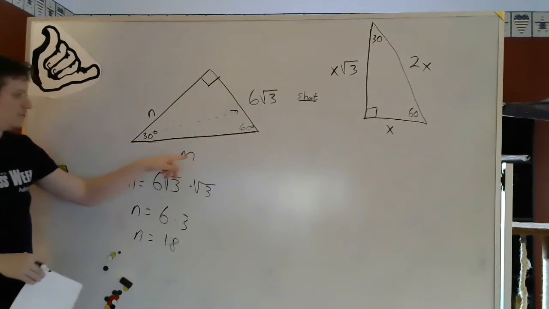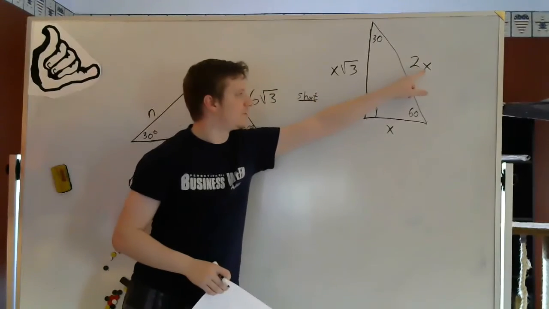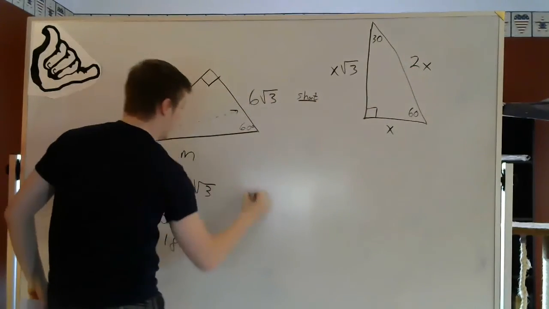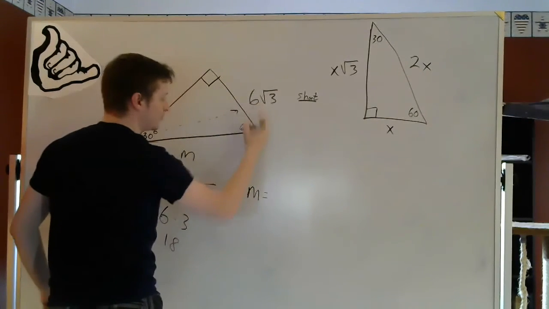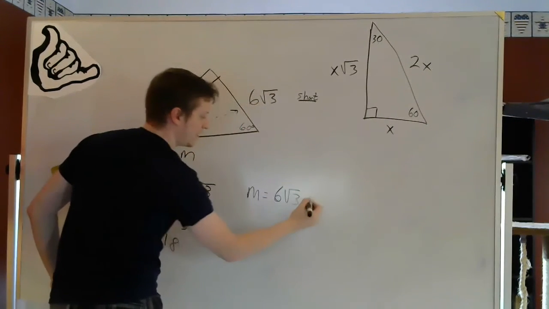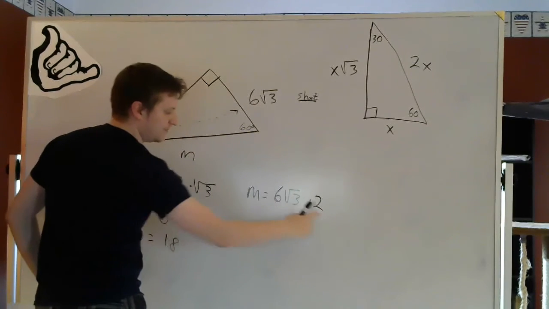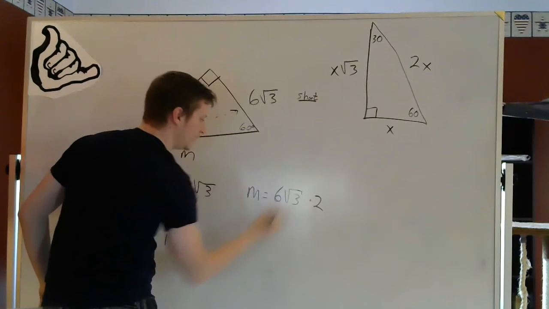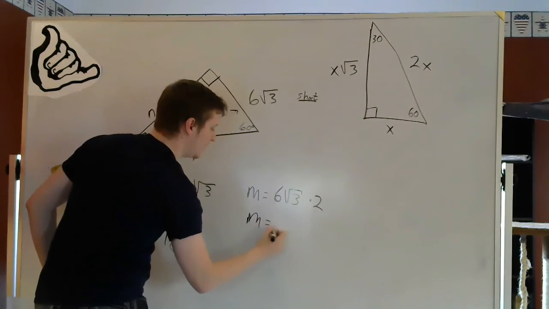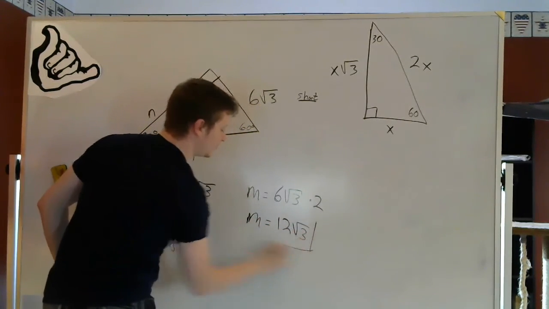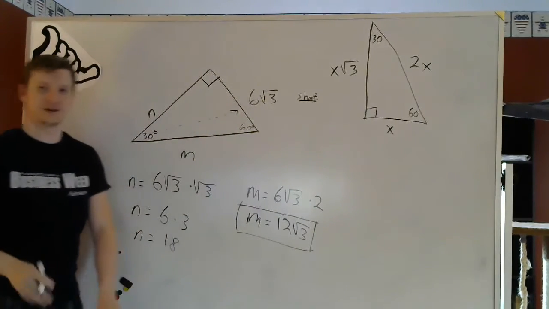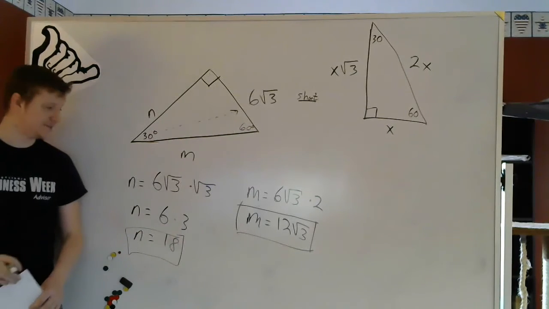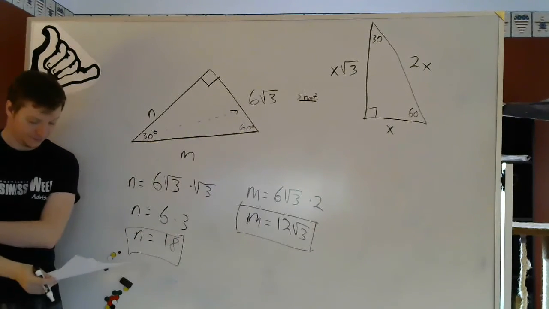And now for the hypotenuse, remember the hypotenuse is just the short side times 2. So for m, it's going to be equal to the short side times 2. 6 times 2 is 12. I don't want to multiply into the square root here. That's a separate operation. So m is equal to 12 times the square root of 3. And you can just leave it like that. Keep things in simplified radical form. It's just nicer that way. So n is 18. m is 12 times square root of 3.